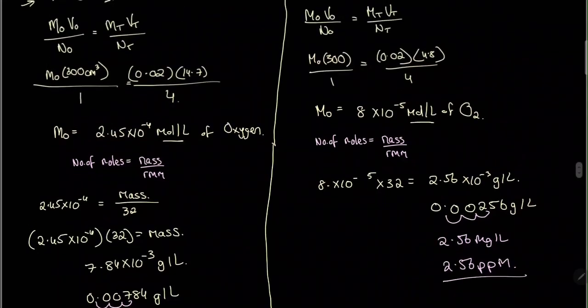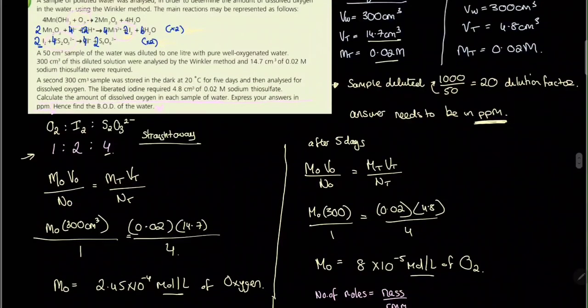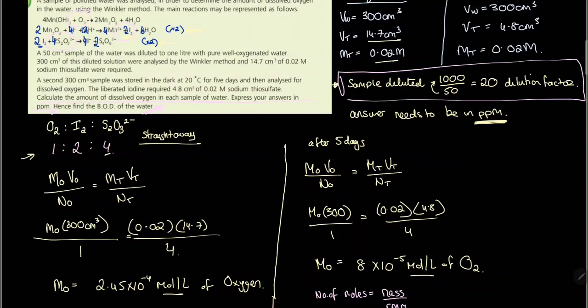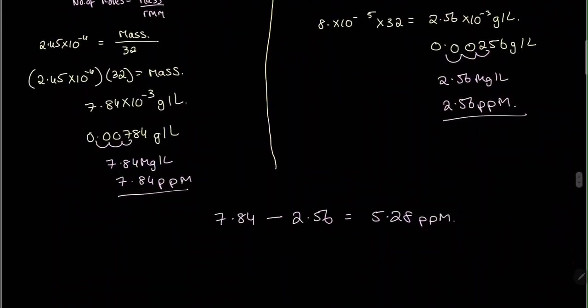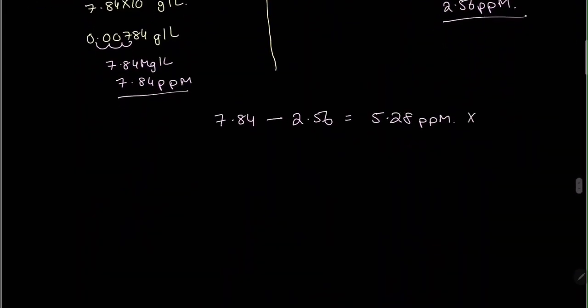Now it does want you to relate it to the whole water sample, and if you remember, we diluted it by 20. So to get a true representation of the water sample, we now need to multiply this by 20. So we're talking about the water sample, the original water sample, not just the amount that we made up. So it's 105.6 parts per million is the B.O.D of the water sample.